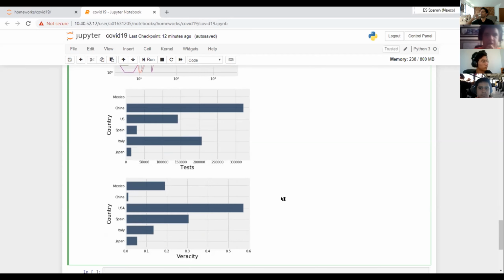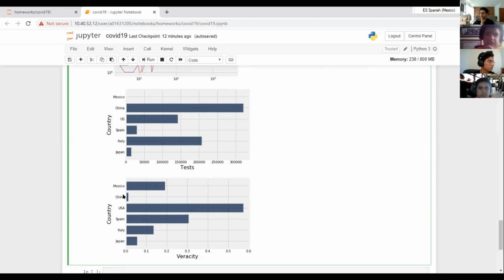Then below, we made some graphs of the countries we were plotting in the graphs above for how many tests have been performed in the country for that dataset, and a relation between the amount of tests performed in the country against the number of cases that have been reported for that country. And that we can, in some ways, see the veracity of the statements of that country.